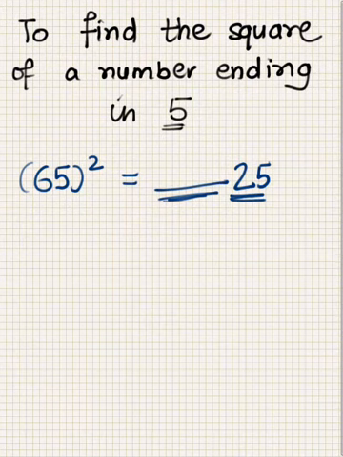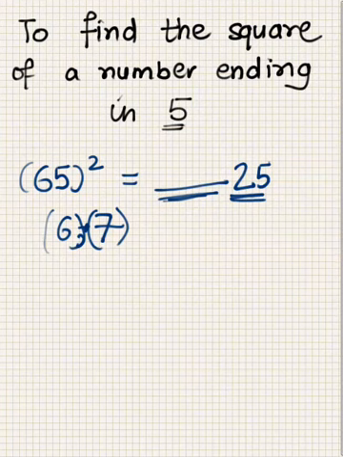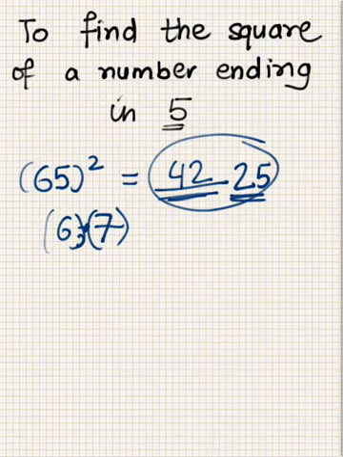Now what comes in the blank? We take 6 and add 1 to it, so we have 6 and 7. Then we multiply 6 and 7, which gives 42. And that's it. You just put 42 here. So 65 squared is 4,225. Pretty simple, right? Let's look at another example.